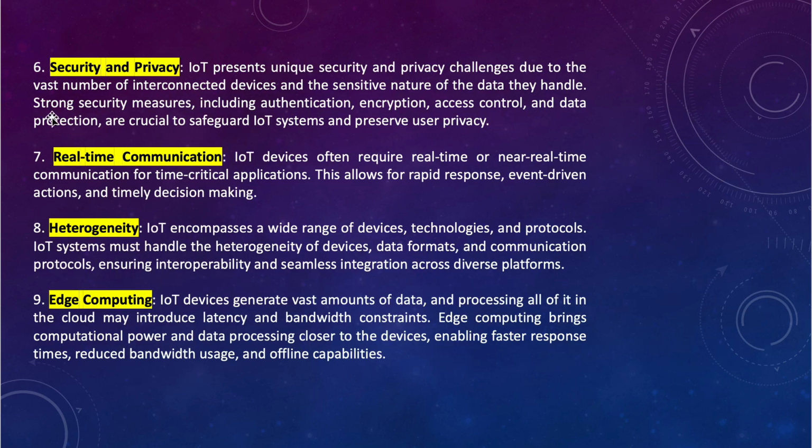Let's look at the sixth characteristic. The sixth characteristic of IoT when an IoT system is applied. Security and privacy. IoT presents unique security and privacy challenges due to the vast number of interconnected devices and the sensitive nature of the data they handle.